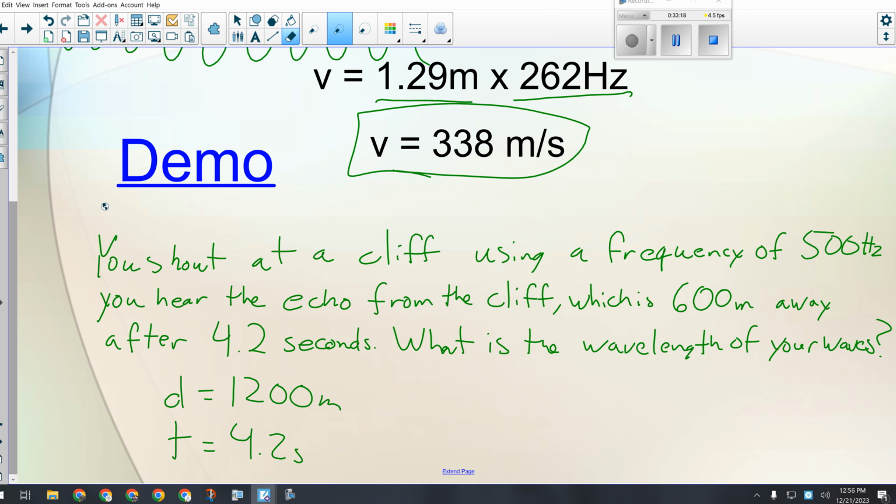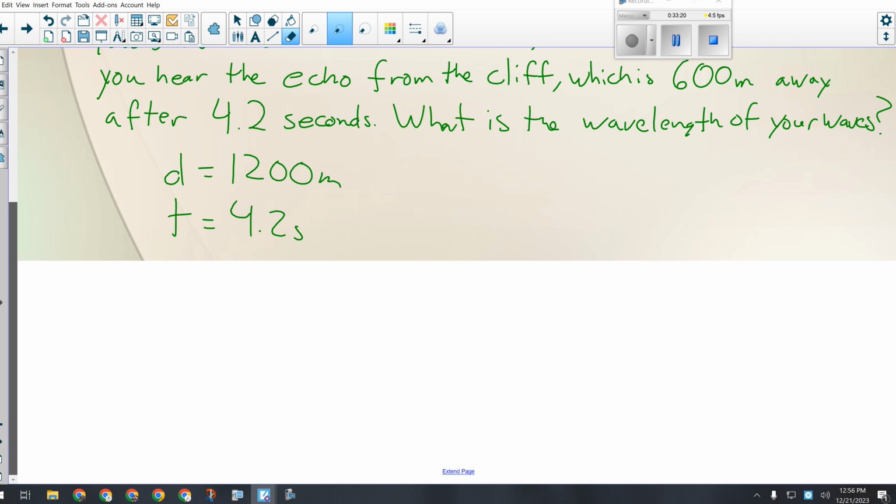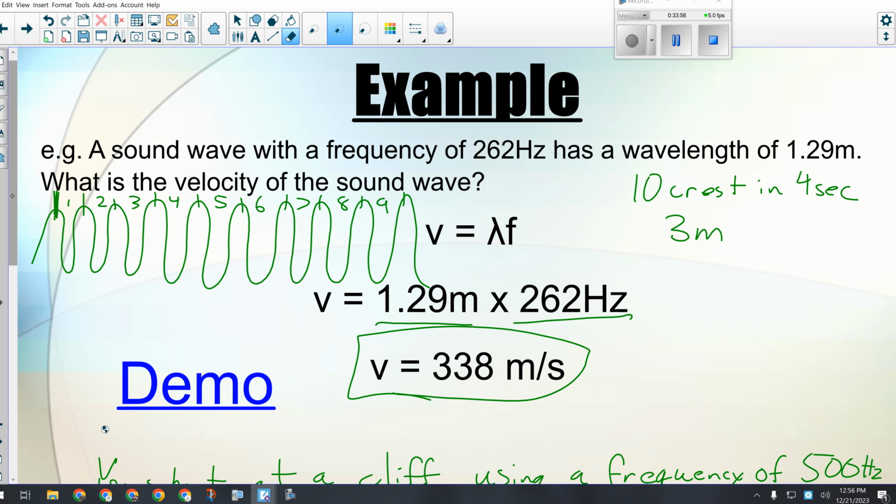So what can I calculate with those two things? I can calculate speed, or velocity. In this case it's speed because I wasn't told direction. So V equals 1,200 divided by 4.2. What's 1,200 divided by 4.2, guys? I forgot to turn on my calculator. 285.7 meters per second. So it's probably pretty cold. That's a slow speed of sound in the air, but I was pulling numbers out of my head. So we've got our speed there.